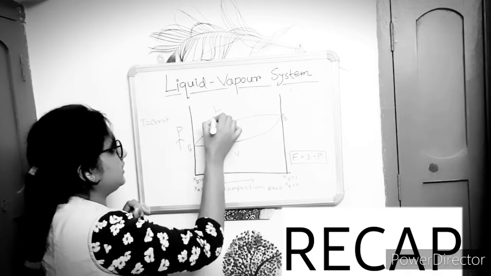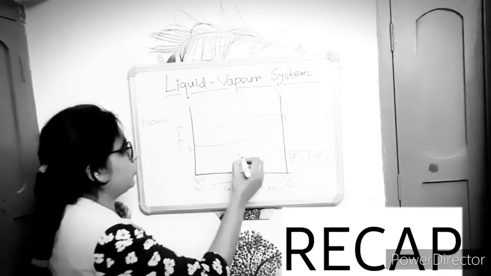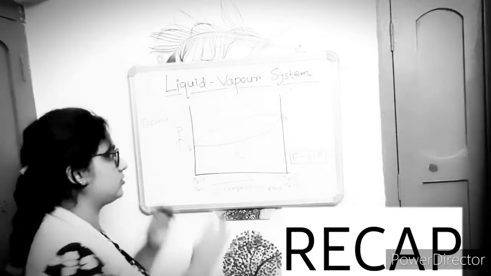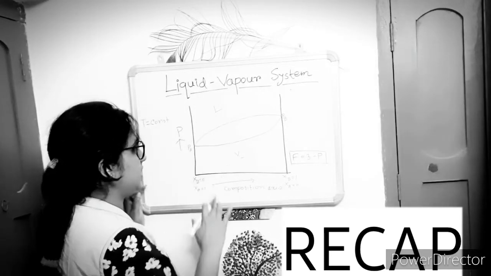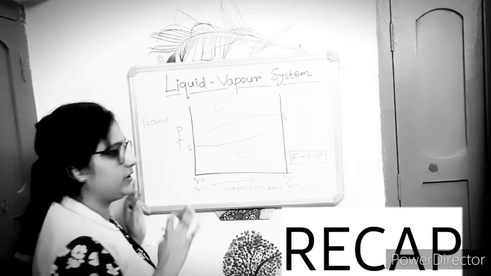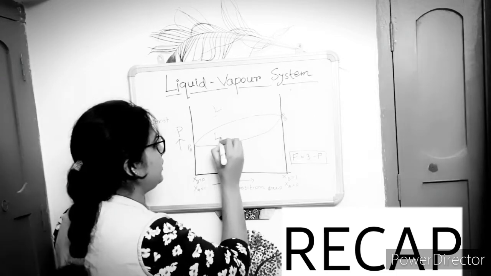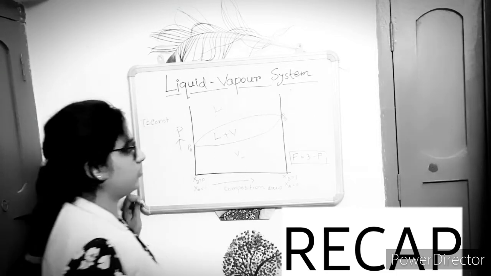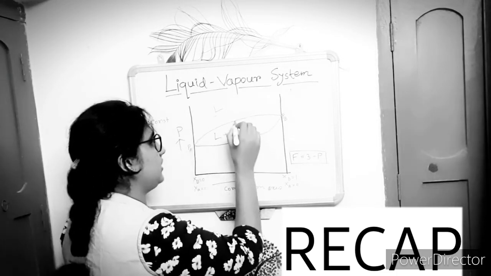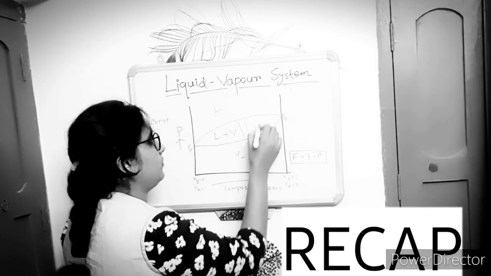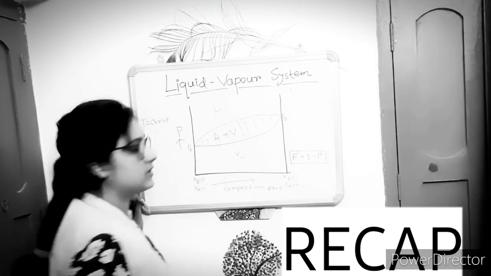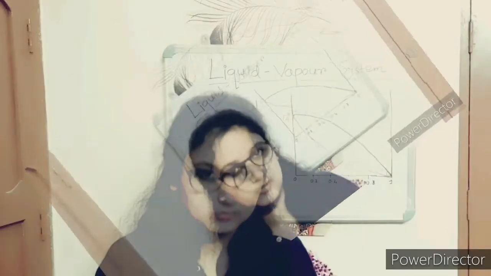So at high pressure the liquid state can exist, and at low pressure the vapor phase can exist. In between the pressure range there will be some region where the liquid and vapor two phases can coexist, and this is actually the region where the vapor and the liquid two phases can coexist.